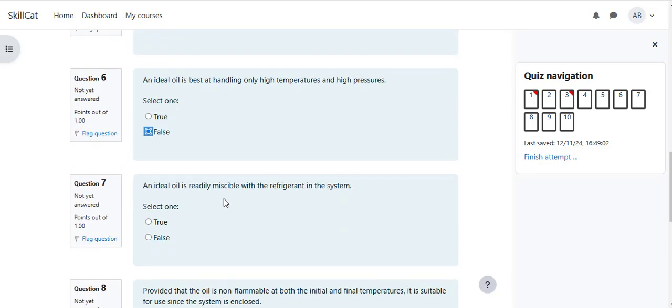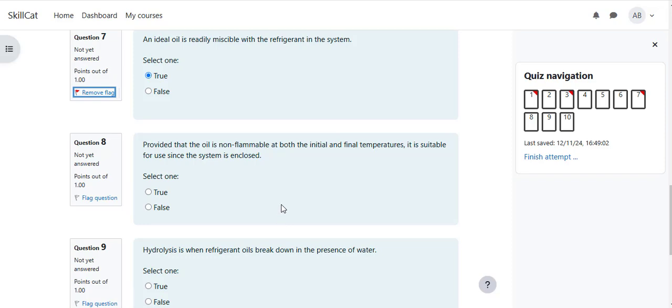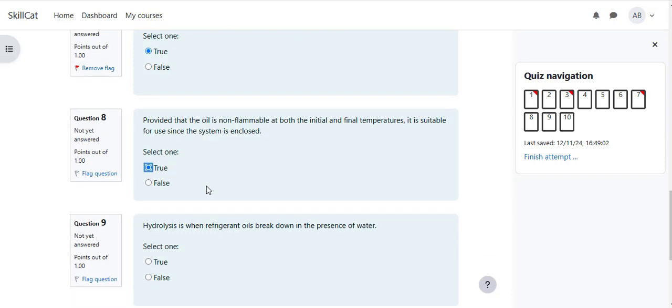An ideal oil is readily miscible with the refrigerant in the system. True. I'll check this one also. Provide that the oil is non-flammable at both the initial and final temperature, it is suitable for use since the system is enclosed. True.